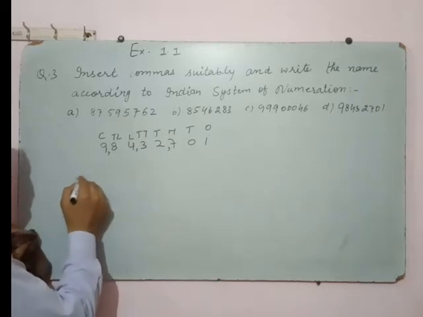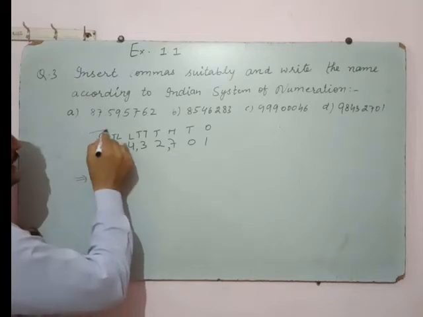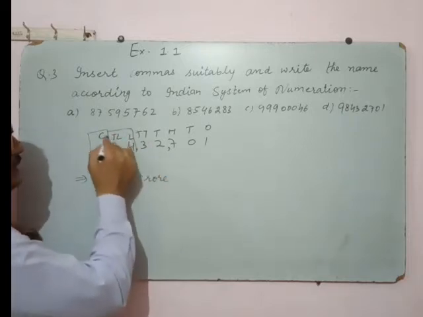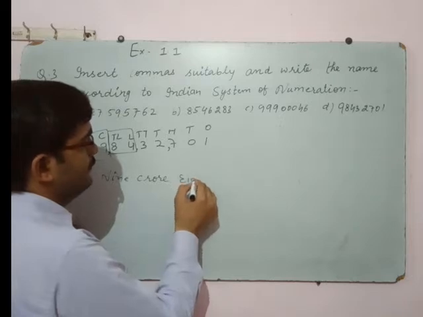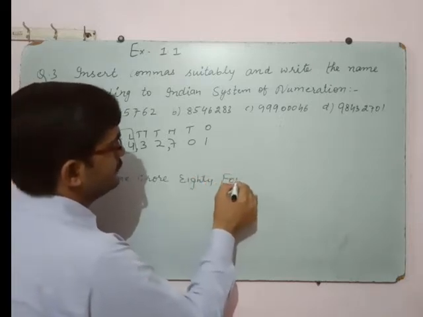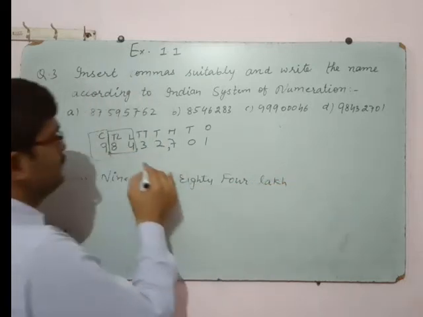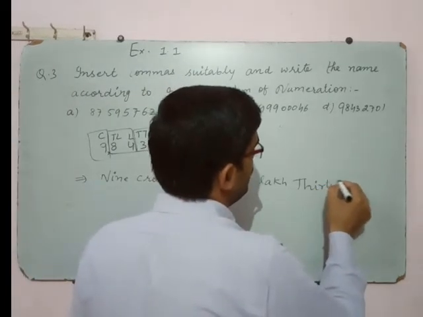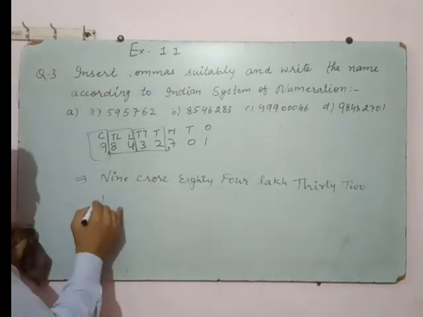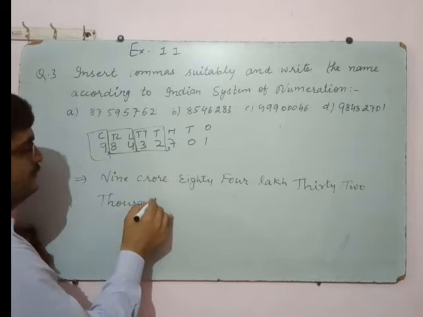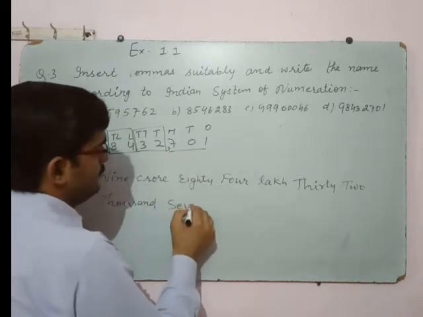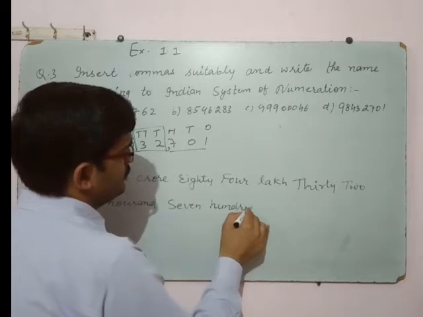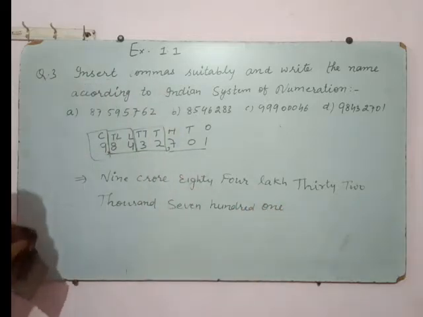Now number names. 9 crore. करोड़ प्लेस पे क्या है? 9. सो 9 करोड़. 10 lakh प्लेस पे 84 lakh. 1000 प्लेस पे 32,000. 1. Okay, so this is our number name.